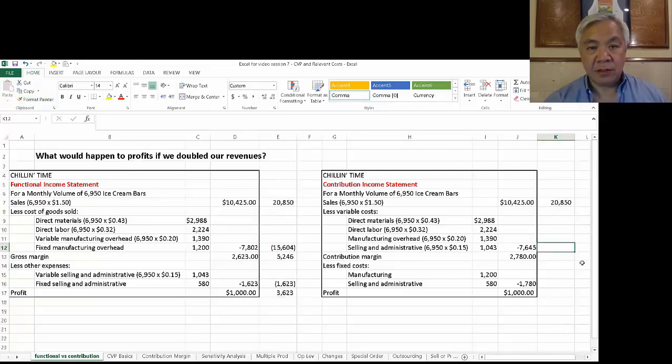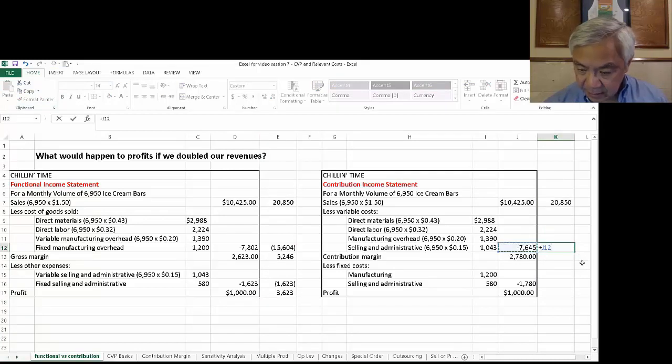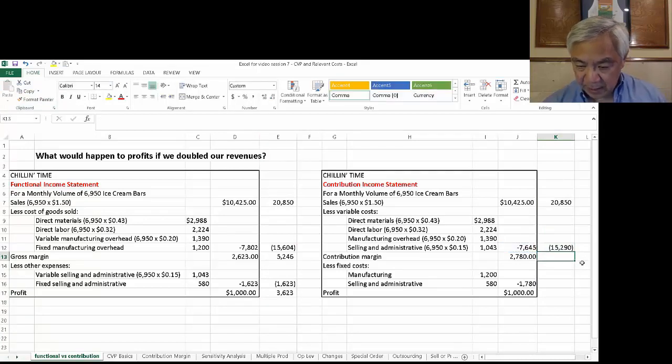Let's just duplicate that format. Now the variable would also double. So plus that times 2. And our margin is now contribution margin, revenue minus the costs. And the fixed costs, we feel very good that they're fixed, so they're not going to change. And so we end up with contribution margin of 3780.